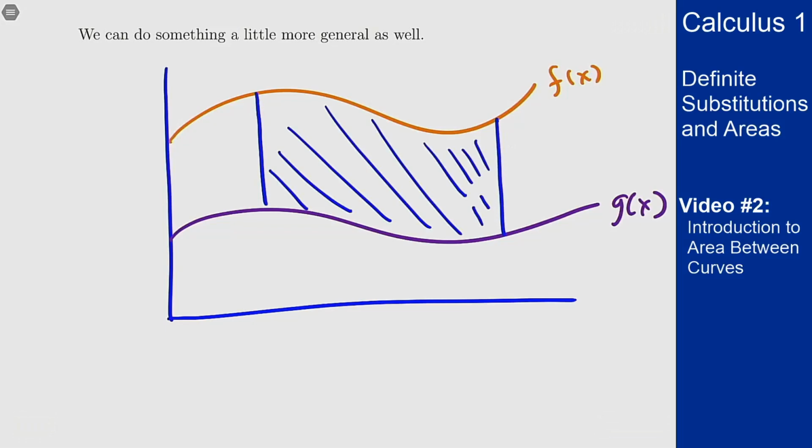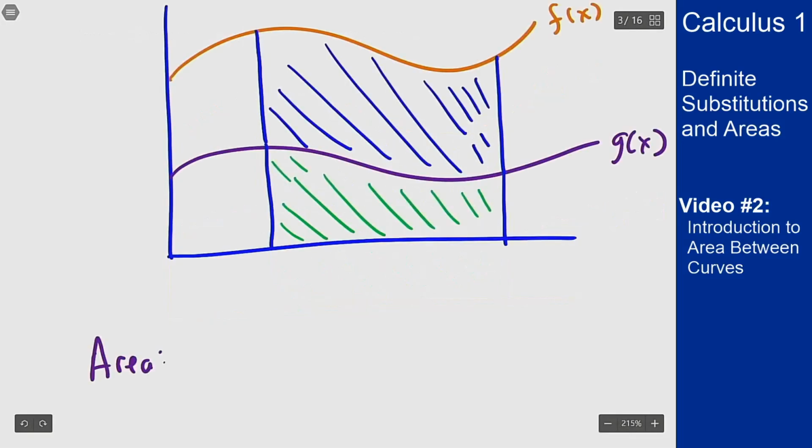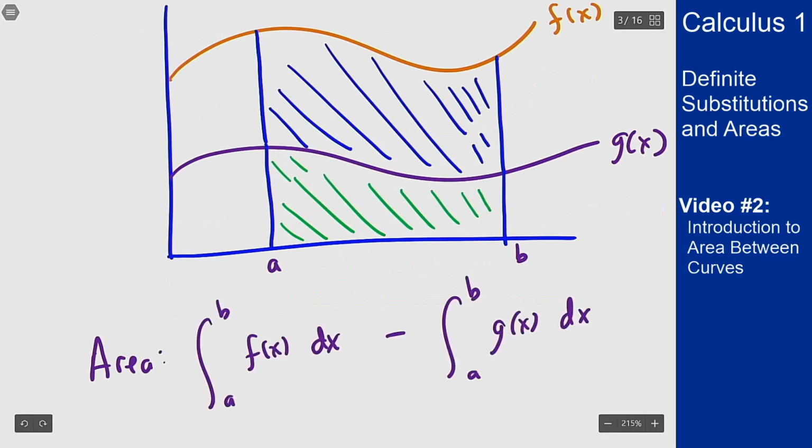Well, it's pretty easy to see that if I continue these lines down, if I look at the integral of f, that'll give me the blue part plus this green part down here. And if I look at the integral of g, that gives me just the green part. So if I subtract the green part from the blue and the green part, I'll just get the blue part back, which is the area that I want. So I could find this area by taking the integral of f and then subtracting the integral of g, which gives us something like this setup here.